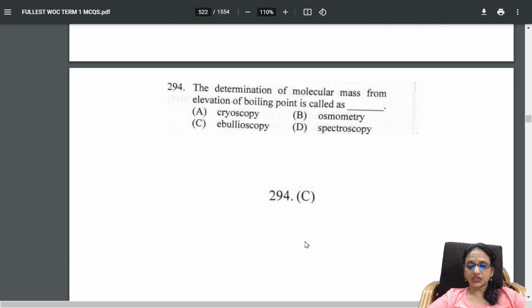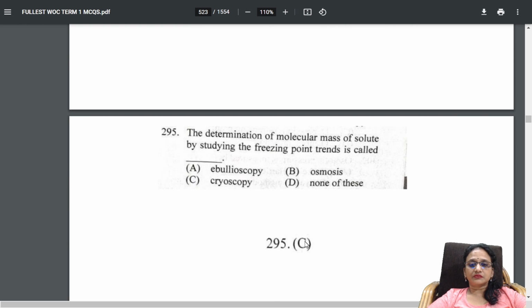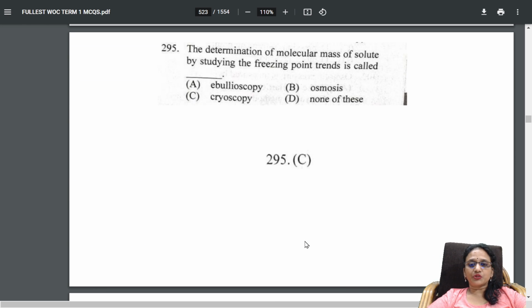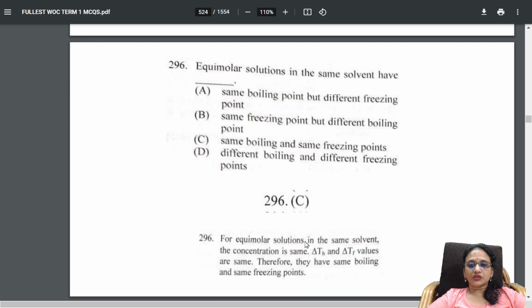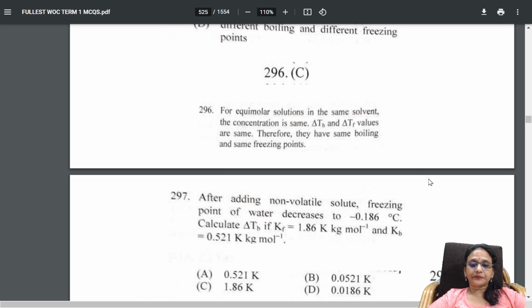This is again an elevation of boiling point and freezing point question. So equimolar solutions means what? What are equimolar solutions? They have the same boiling point and the same freezing point. Yes, so the concentration is the same for them.